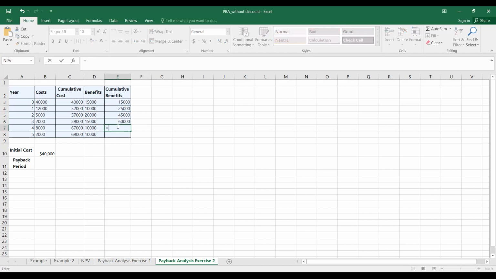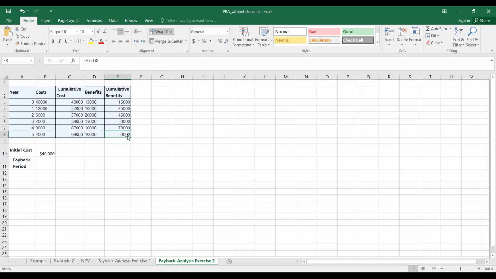Next up, for year 4, cumulative benefits will be calculated, and to do that, total benefits for year 3 plus the benefit for year 4, which is $70,000. Finally, for year 5, the cumulative benefits would be the total benefits of year 4 plus the benefit of year 5, which gives us a total of $80,000. So that is a total benefit derived at the end of year 5.